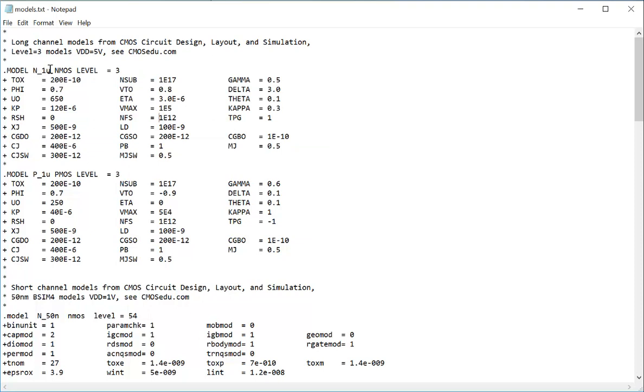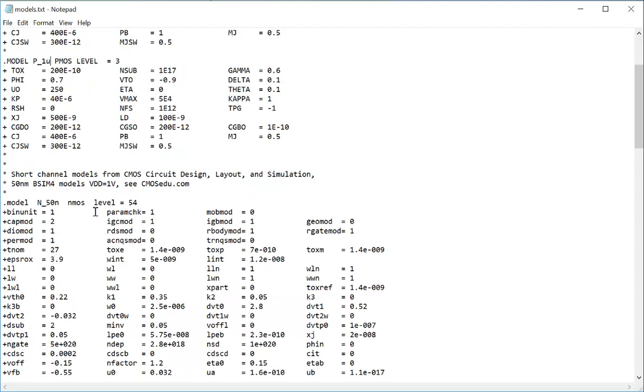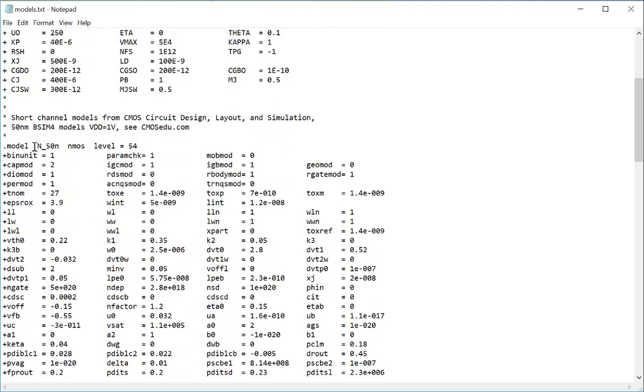So N_1U is the name of the NMOS transistor in this model file, and P_1U is the PMOS, the P-type MOSFET in the model file. And these are the 50 nanometer technology, but still an educational version of it in the book. You can see it because it's smaller per size, 50 nano versus 1 micron.